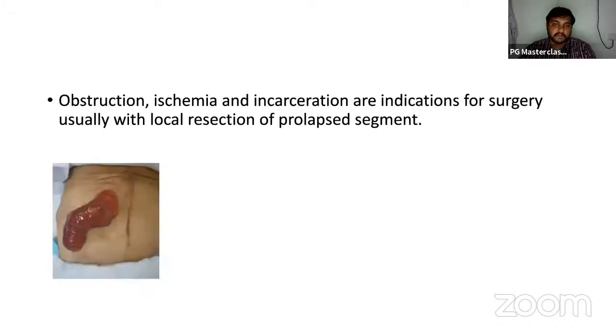If there is obstruction, ischemia, or incarceration, and we are able to visualize the bowel showing duskiness, or any obstruction at the level of the fascia or skin, and there is incarceration, these are the indications for surgery with resection of the prolapsed segment, and either re-fashioning the ileostomy from the same site, or we will have to change the ostomy site.